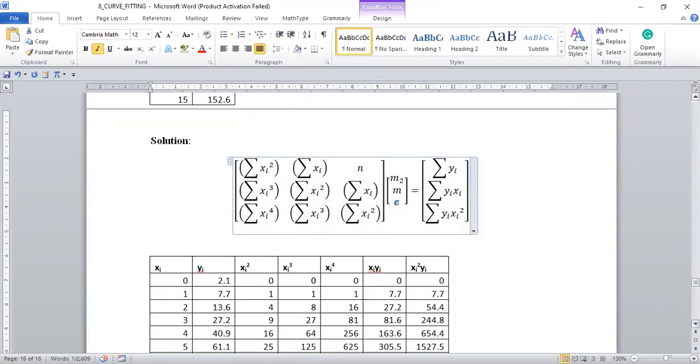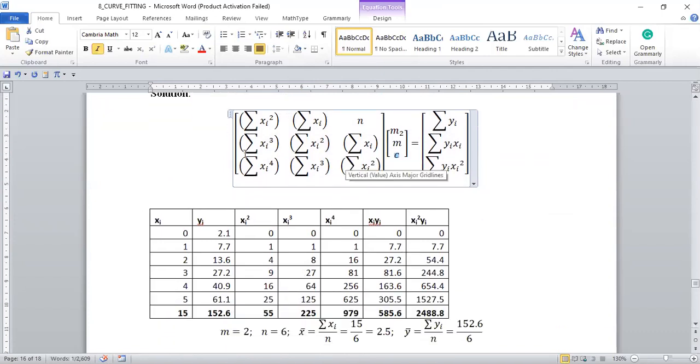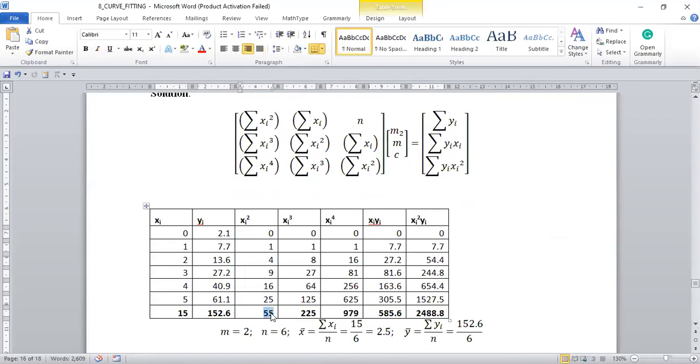And so given the question, we need to construct a table. First of all, you need the summation of x squared. So this is the x squared, and the summation of x squared is given by 55. You need the summation of x cubed. So this is x cubed, just your x raised to the power 3. Then you have this column. Then sum all this together, you arrive at the summation of x raised to the power 3.